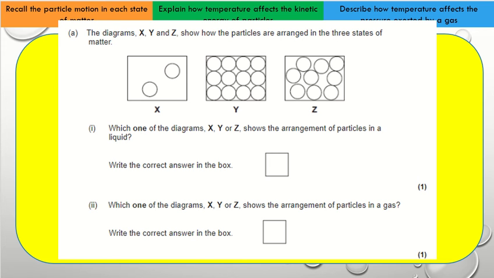Okay, so the particles of a liquid, that is going to be Z, so give yourself a mark, a tick for that one. And then which one of these has the arrangement of particles in a gas? That is going to be X.